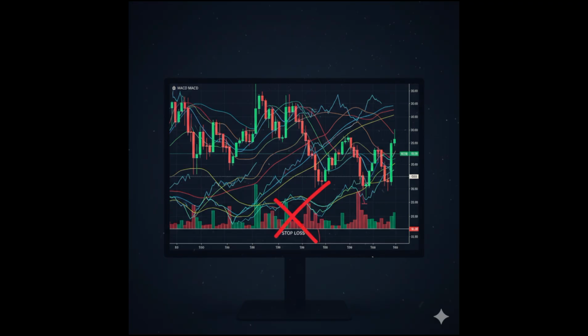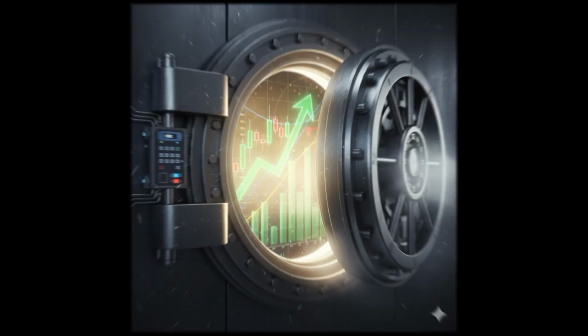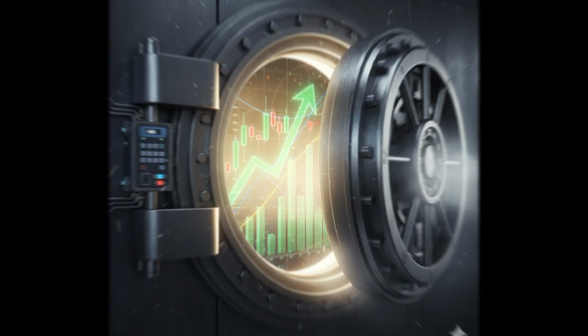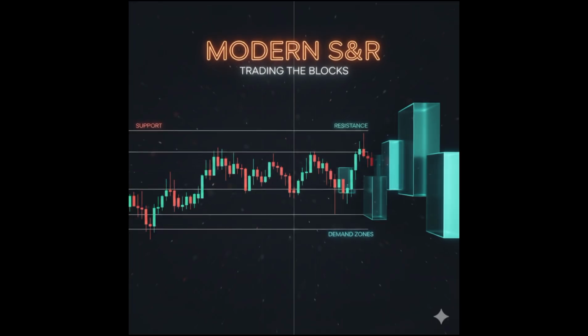Section 1. Supply and demand, the bank's footprint. Let's start with the foundation of institutional trading, supply and demand. Now, most trading tutors will tell you that supply and demand is just fancy terminology for support and resistance. They're wrong, and this misunderstanding is why they're still losing money. Here's the critical difference. Support and resistance are static levels. They're like a floor and a ceiling. Price bounces off them. Sometimes it breaks through them. But they don't tell you why price is bouncing.